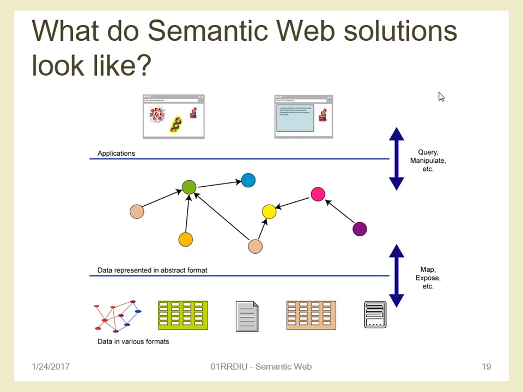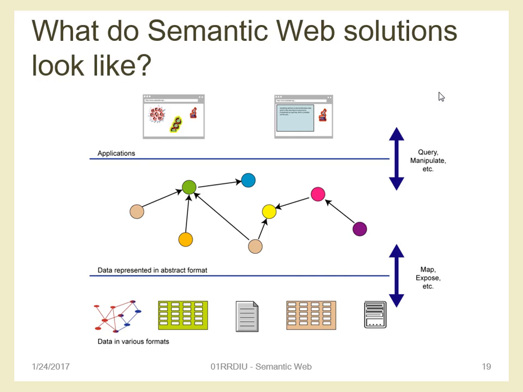What are semantic solutions? We can see, very generally, three levels, which are the classical three levels. Of course, there are the applications. The applications use data. The data are linked data, so we have things and connections between things. And we extract information by querying, manipulating, or reasoning about this model of representing knowledge.